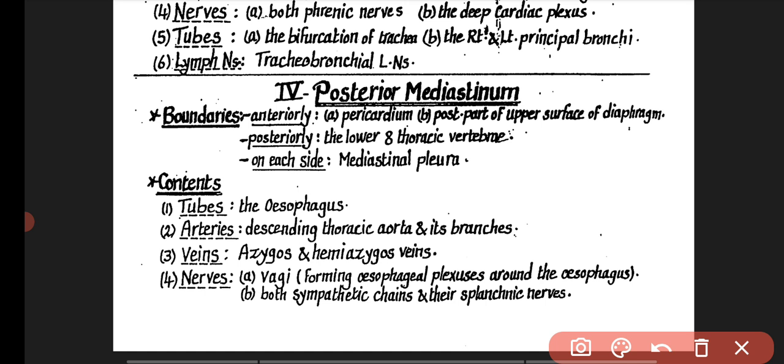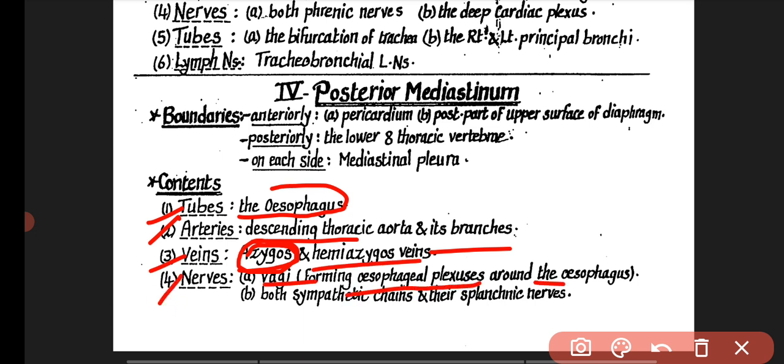Now comes the contents of the posterior mediastinum. The main content is the tube, which is the esophagus. The next one is the arteries: the descending thoracic aorta and its branches. The azygos vein is the most important vein, often comes as short notes, and the hemiazygos vein. The nerves are the vagus nerve forming the esophageal plexus around the esophagus, and both sympathetic chains and their splanchnic nerves. These are the most important contents of the posterior mediastinum.